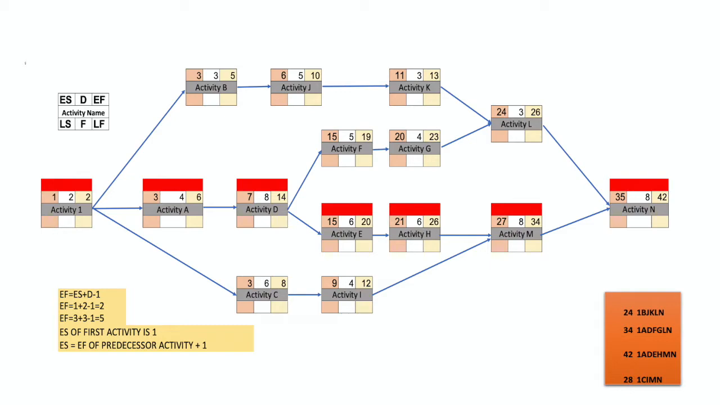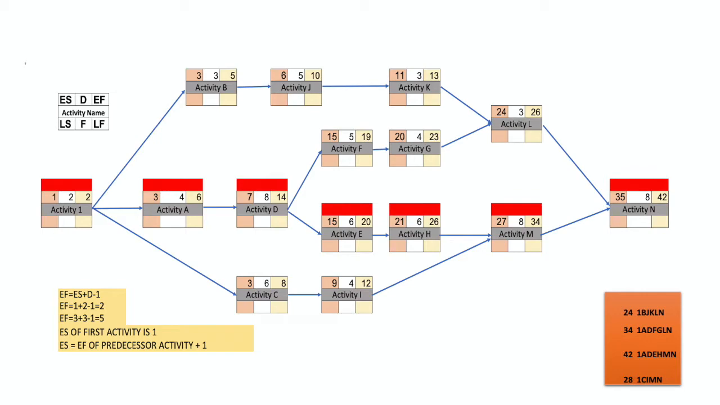By doing that, we have calculated until activity D. From D we will go to activity E. So 14 plus 1, 15, plus 6 days duration, 21 minus 1, 20. Activity H, early start will be 20 plus 1, 21. 6 days duration, 21 plus 6 minus 1, 26.